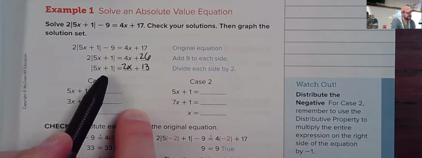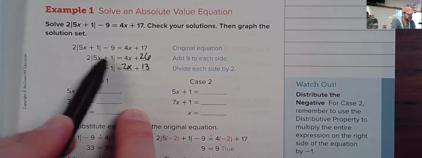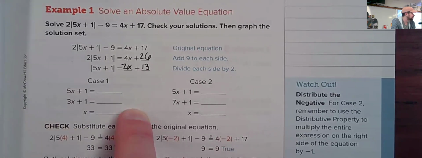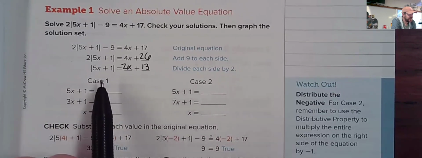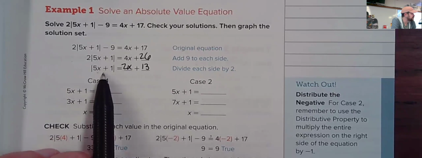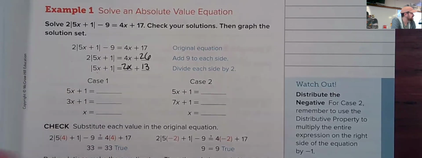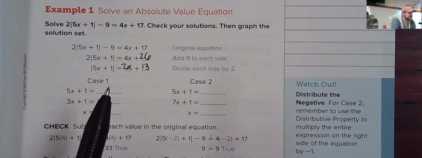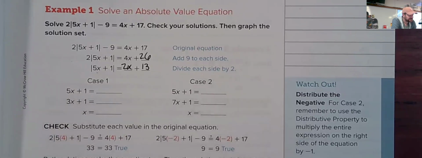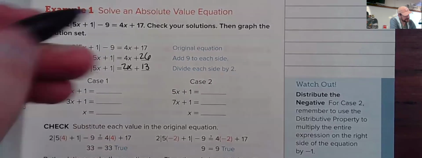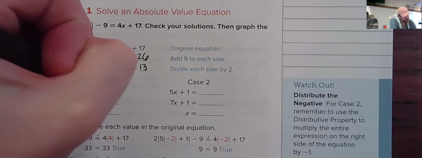Some number. If that number is positive, if everything in here is equal to a positive value, then it's just the distance from 0. However, everything inside of here could also be the opposite of that, because that's possible with absolute value. So case 1 is 5x plus 1 equals 2x plus 13.